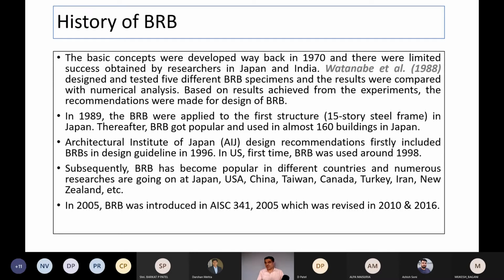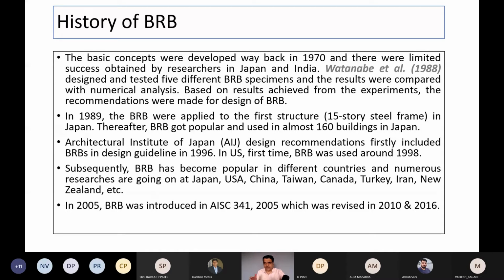But if we see as of today, there is no application in real-time projects when we talk about BRB across the country, because one of the reasons is that it is still not included in the Indian standards. In the 1970s, the basic concepts were developed, and whatever different models they created had the same working principle. The thought process was very simple: they wanted to achieve similar capacity of the brace in compression as well as in tension.